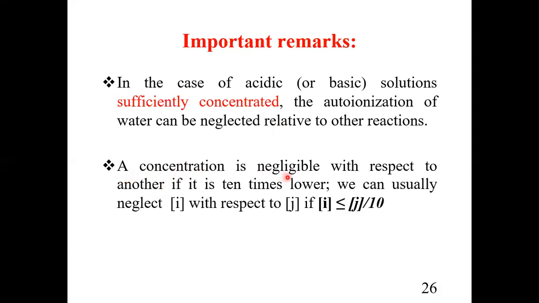Also, a concentration is considered negligible with respect to another one whenever it is 10 times lower. So we can usually neglect, let's say, I in a solution with respect to J if indeed I is less than 1/10 of J. And we will see this neglection of concentration also a little bit later on. I'm just pointing it out here, and I will point it out whenever it is needed.